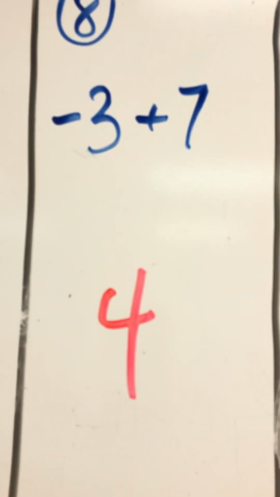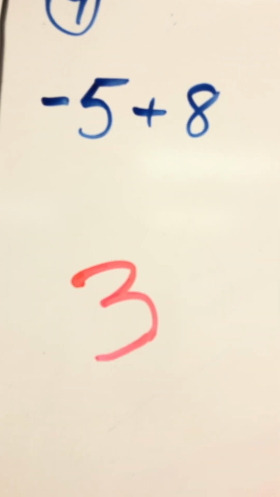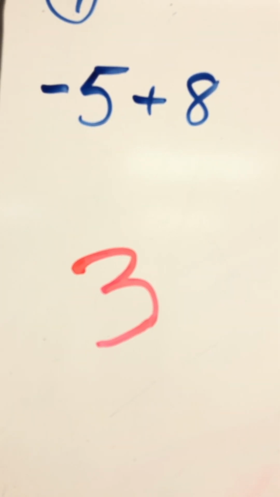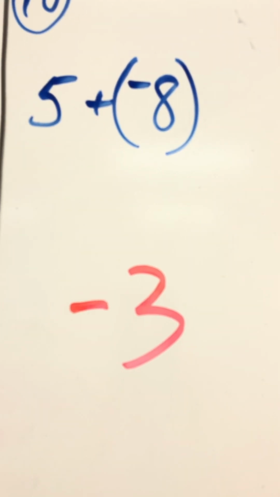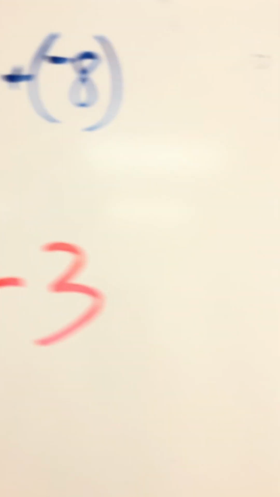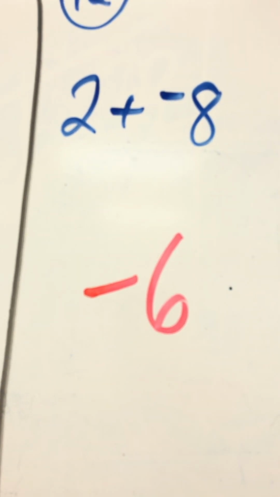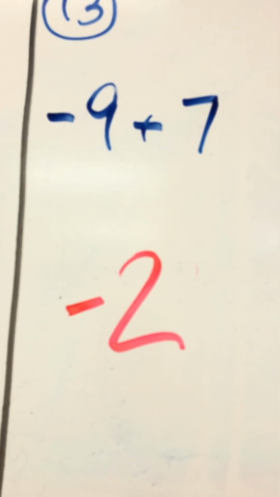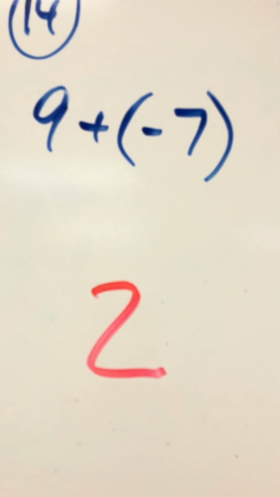Negative 3, positive 7, that'll be positive 4. Negative 5, positive 8, that's positive 3, because 8 minus 5 is 3, the bigger number is positive. Positive 5, negative 8 will be negative 3. Negative 2, positive 8, positive 6. Positive 2, negative 8 will be negative 6. Negative 9, positive 7 will be negative 2. Positive 9, negative 7 will be positive 2.